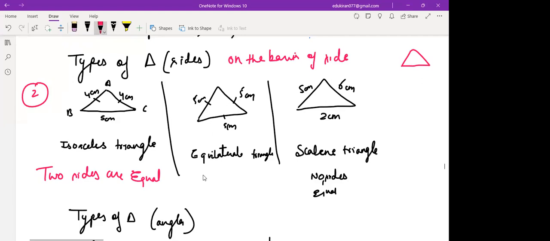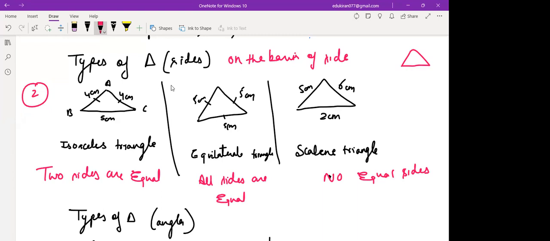Well, I've already given the example, right? So over here, all sides are equal. Over here, no sides are equal, right? Or instead of writing no sides are equal, you can write no equal sides. That is what you will write over here for scalene: no equal sides.